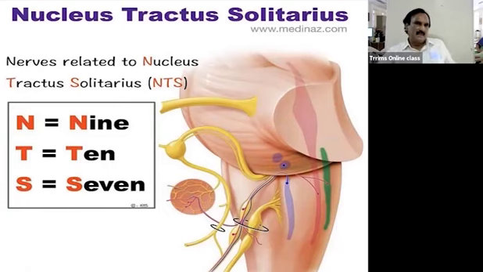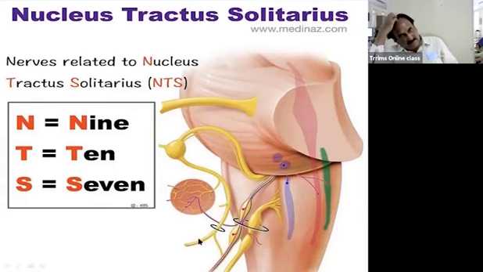And the 10th nerve is the vagus nerve. And nucleus tractus solitarius is related to the 7th nerve. The 7th nerve also innervates, and that is related to the nucleus tractus solitarius.